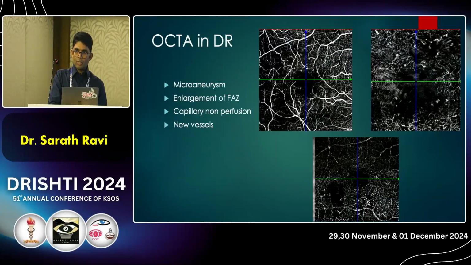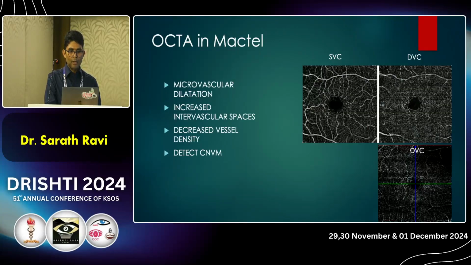A type 3 CNVM is usually seen as a small high-flow vascular tuft in the deep vascular complex, whereas in diabetic retinopathy, it can demonstrate microaneurysms. However, it is less sensitive in detecting microaneurysms as compared to FA. It can also demonstrate areas of capillary dropout and an enlarged foveal avascular zone, and rarely demonstrate new vessels. In MacTel, you have capillary dilatation and tortuosity, increased intervascular spaces, and decreased vessel density in the deep vascular complex. It can also detect CNVMs early.